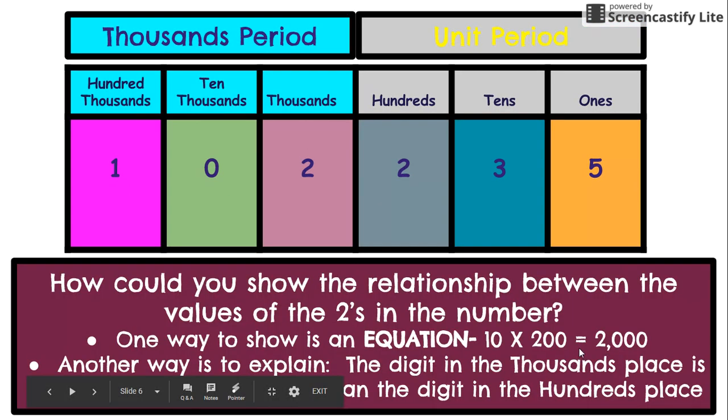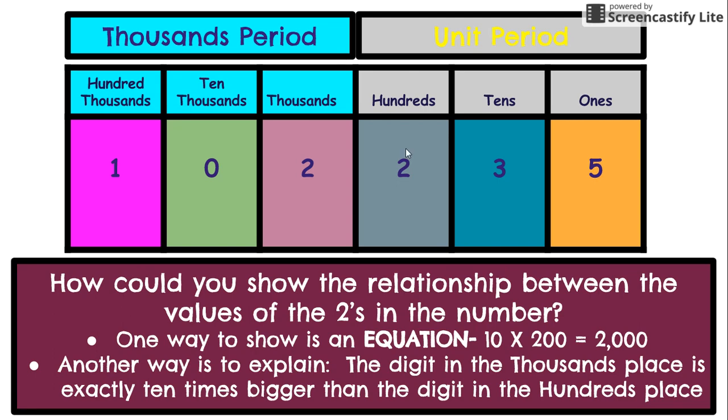Okay. So here, we've taken a place value chart and we labeled our periods. And we're going to look at these values right here of the twos. So we're going to look at the relationship between these two. And the reason why we're going to look at these two digits right here is because they're exactly the same. To be exactly the same is where your 10 times bigger plays a big part.